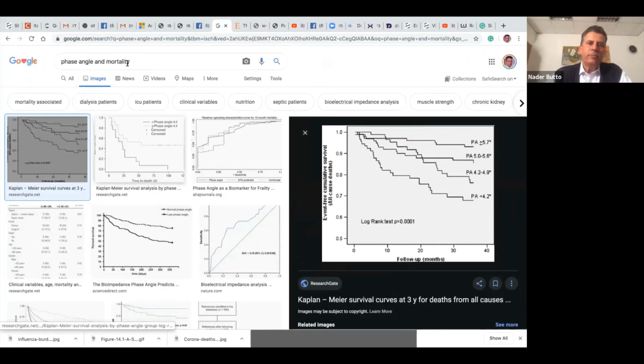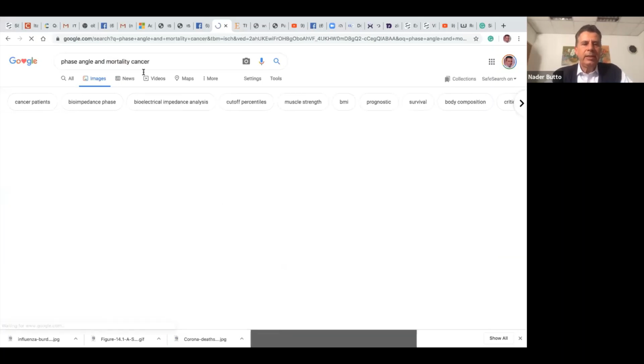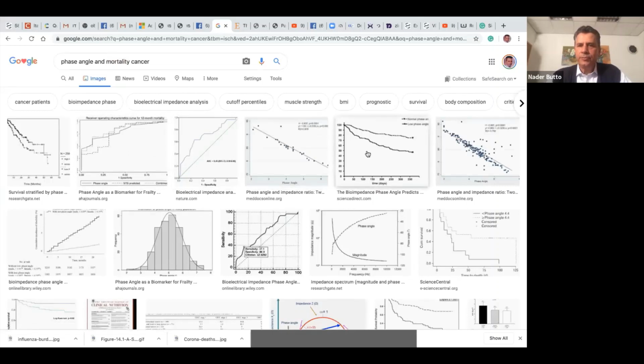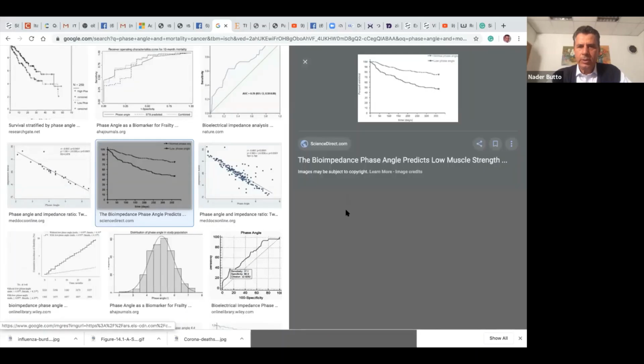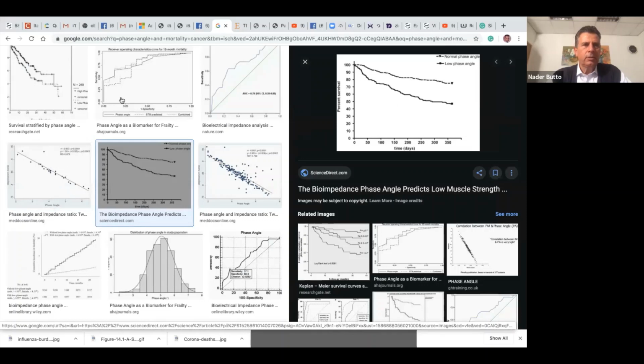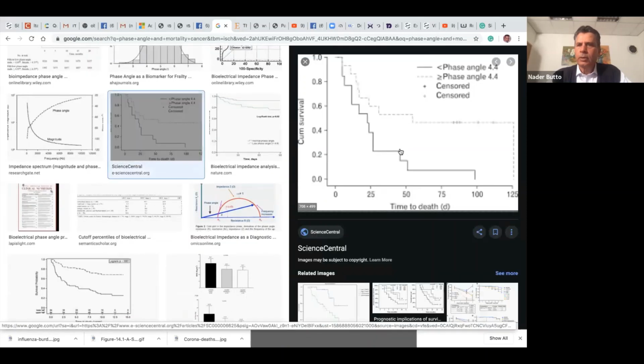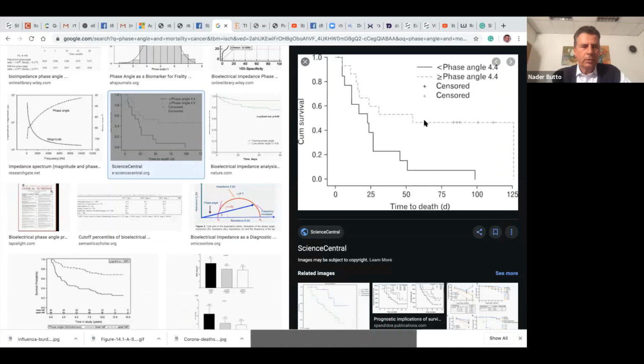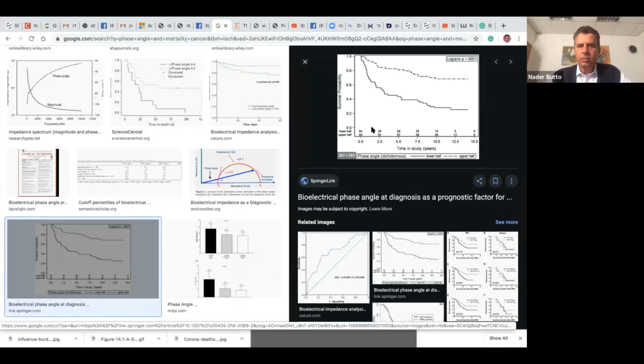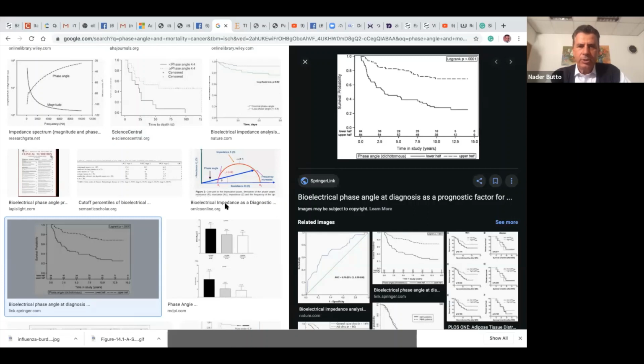If I write down in Google phase angle and mortality, for example, in cancer, you can see the relation between the phase angle and different cancers. Here we have this angle. Here they use it as a diagnosis and as a prognostic factor. You can see on the right side the survival probability given by measuring the phase angle.